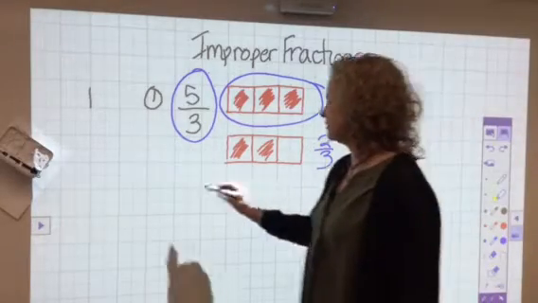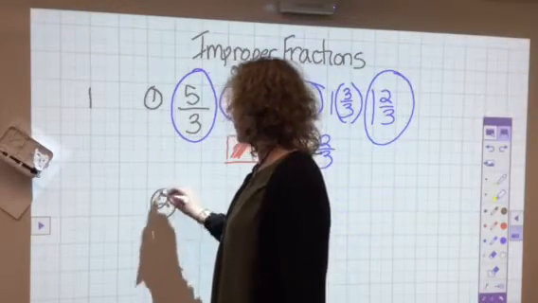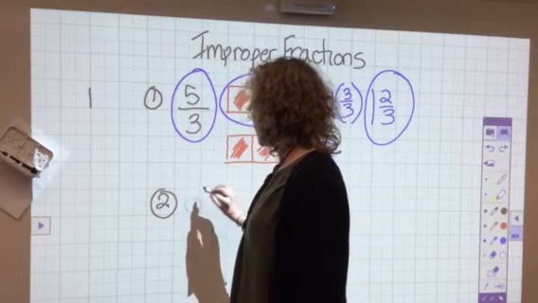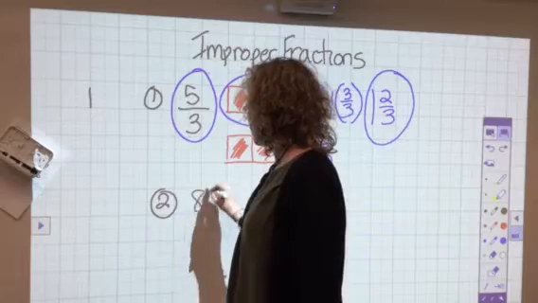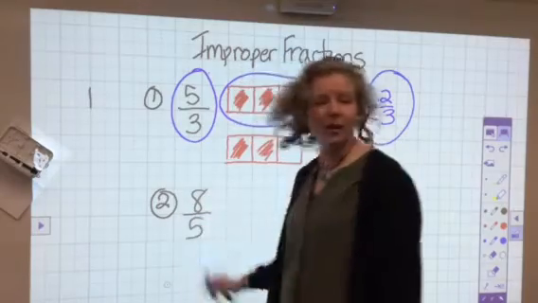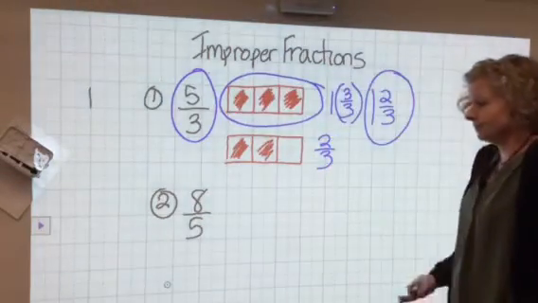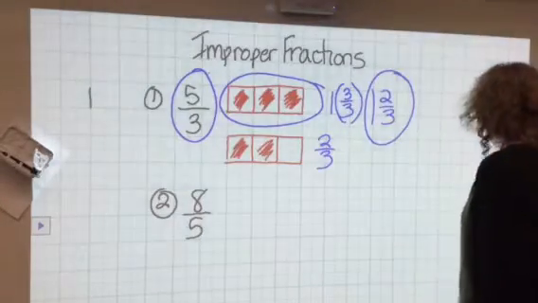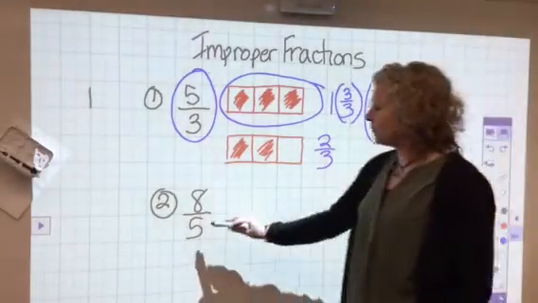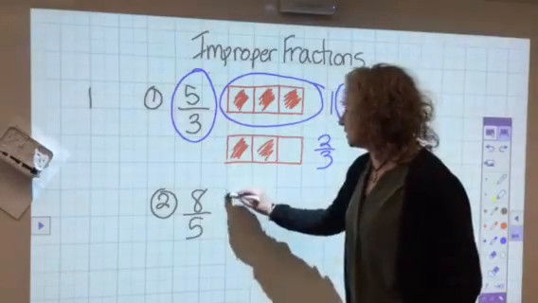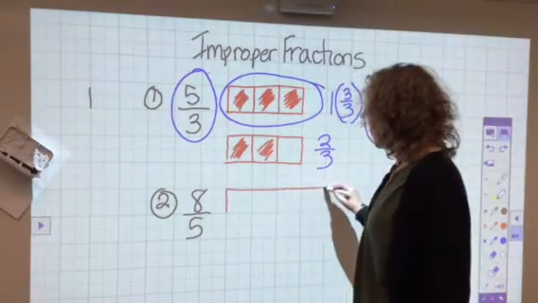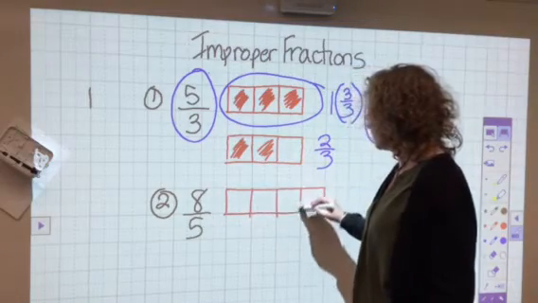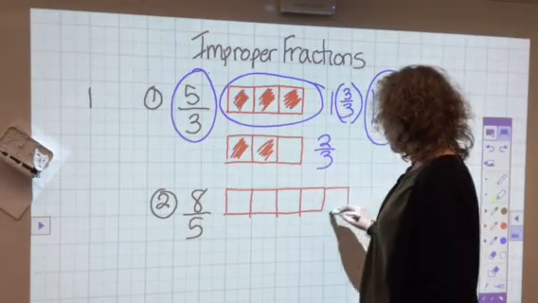Let me show you another one. Let's go ahead and do any old fraction that has a numerator bigger than the denominator. There you go. My numerator is bigger than the denominator. And like always, I'm going to pay attention first to the denominator. I'm going to make something that's broken into 5 equal pieces. 1, 2, 3, 4, 5.